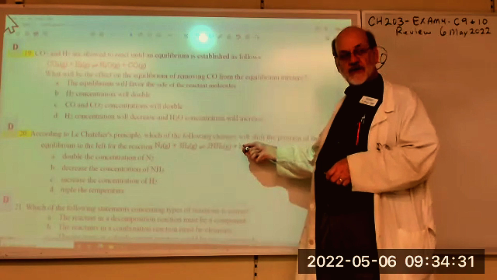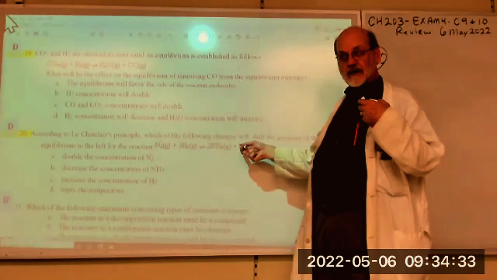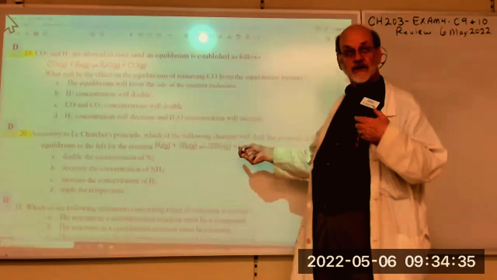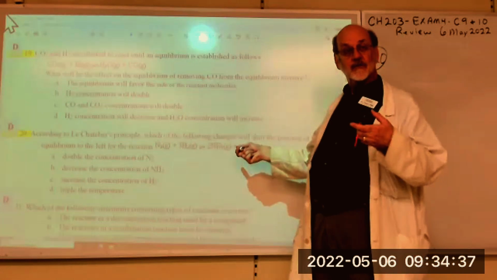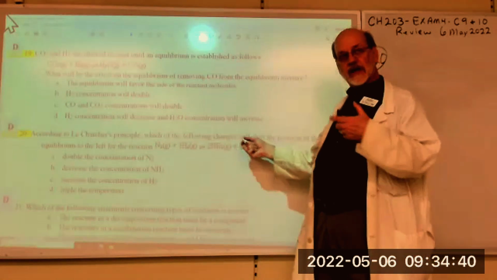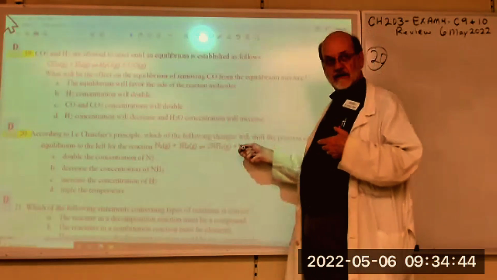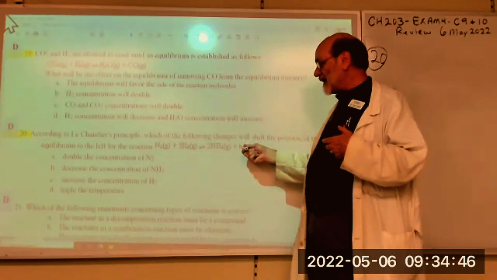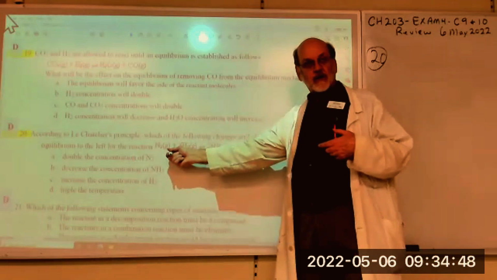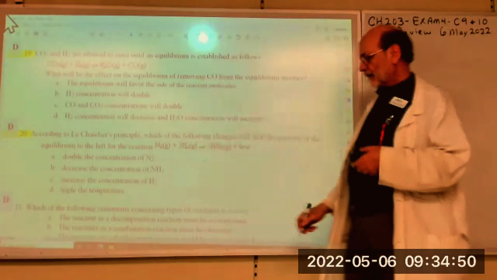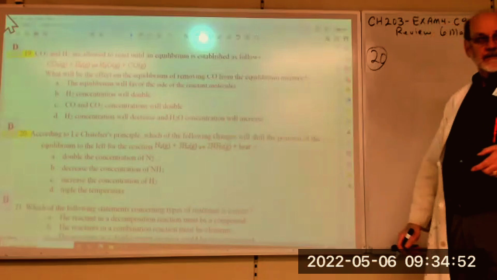If we treat the temperature as a reactant or product, depending on whether it's a reactant would be endothermic, product would be exothermic. When you change the temperature, you can look at it that way. So we've added heat, it drives the reaction backwards. So D is the answer.